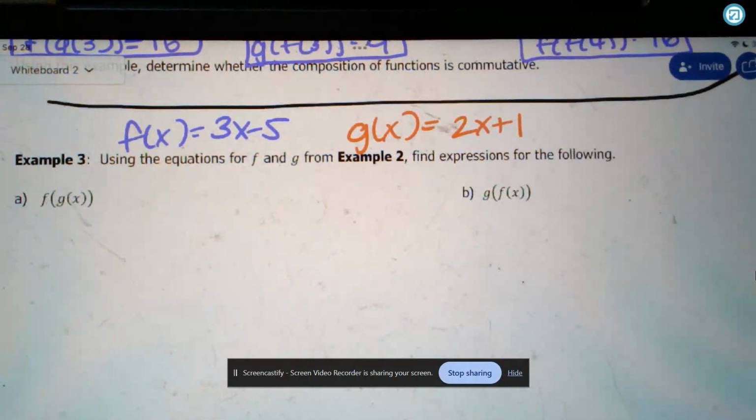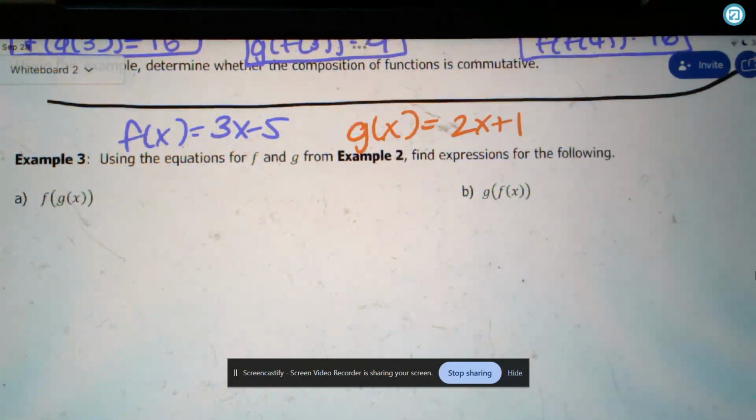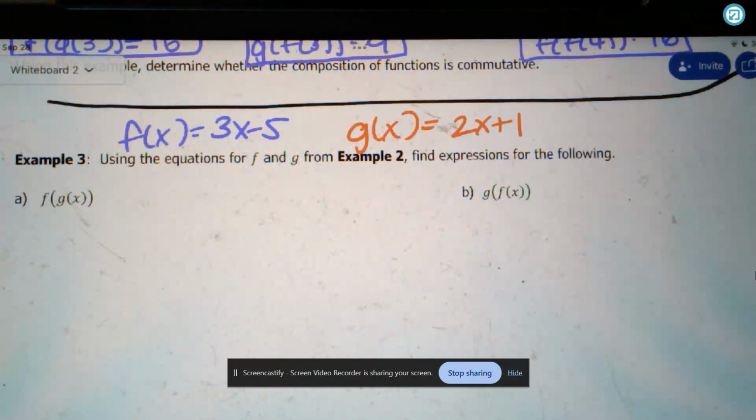Okay, so those are what we're using. Find the following: f of g of x and g of f of x. So this time there's no numbers. Again, we've already done these in some of our warm-ups. This is one of the reasons why this lesson is the one I chose to do while I wasn't here, because this should not be completely new topic material for y'all.